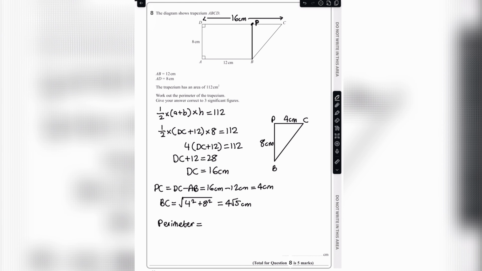So the perimeter is simply 8 centimeters plus 12 centimeters plus 4 root 5 centimeters plus 16 centimeters, and that equals 44.9 centimeters to 3 significant figures. So the final answer is 44.9.